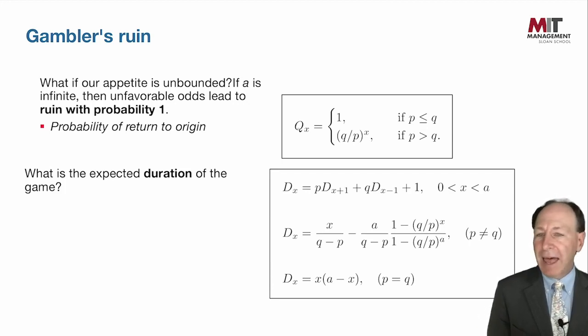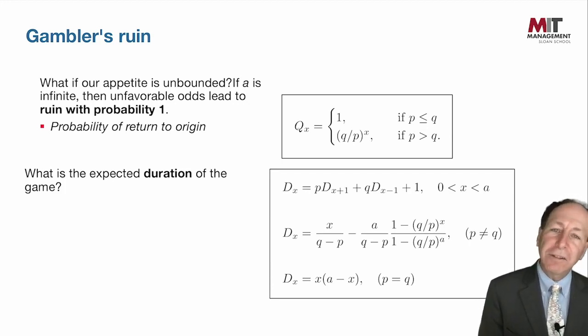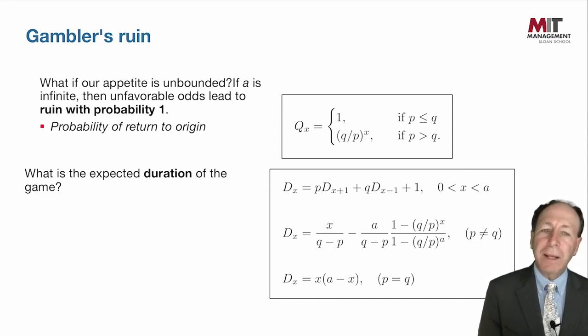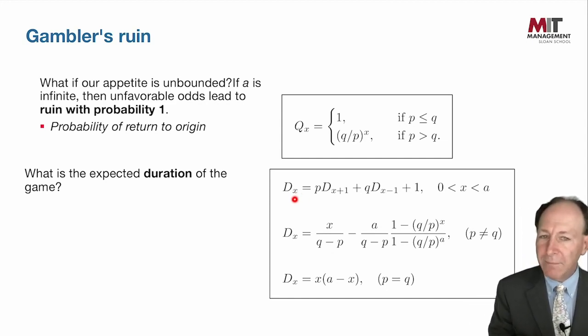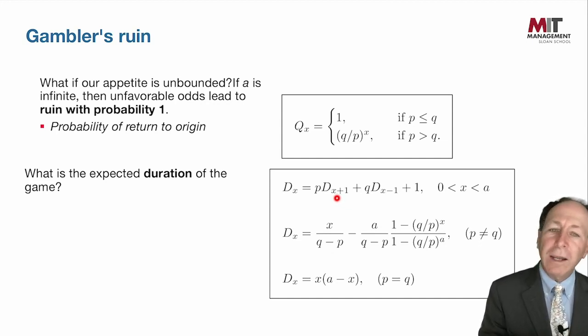How long does the game last? Well, we could ask about its expected duration in the same way. But now things are slightly different because now we have a generalization of our previous equation, an inhomogeneous equation. So let d be the duration of the game. Then d of x plus 1 is the duration of the game starting from x plus $1, and d of x minus 1 is the duration of the game starting from x minus $1.